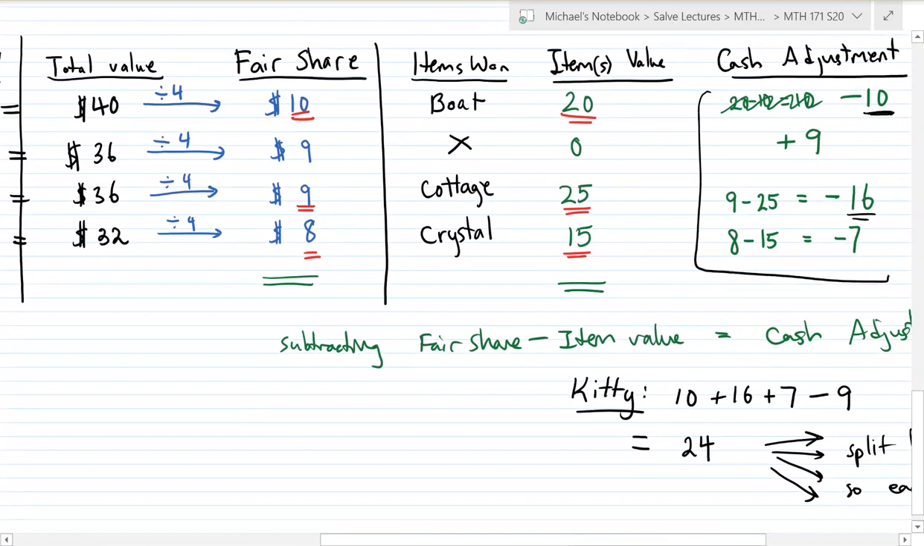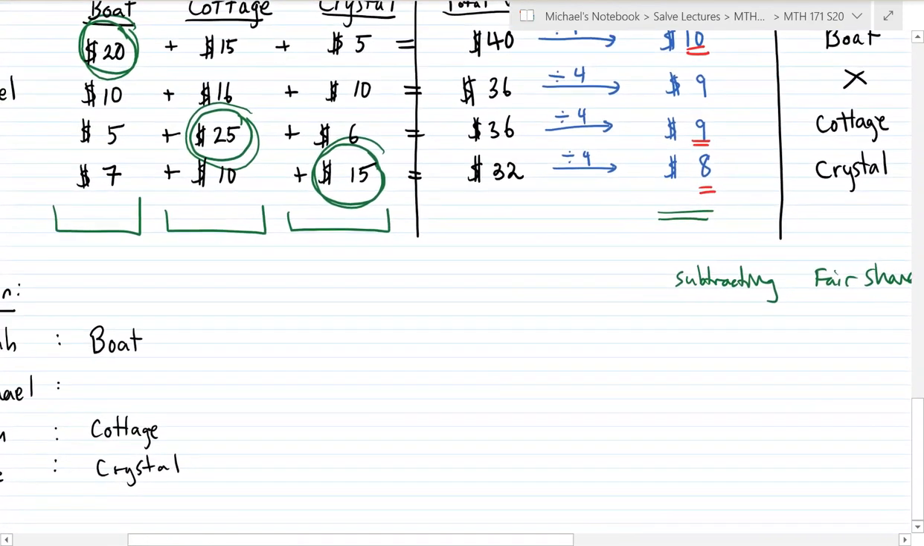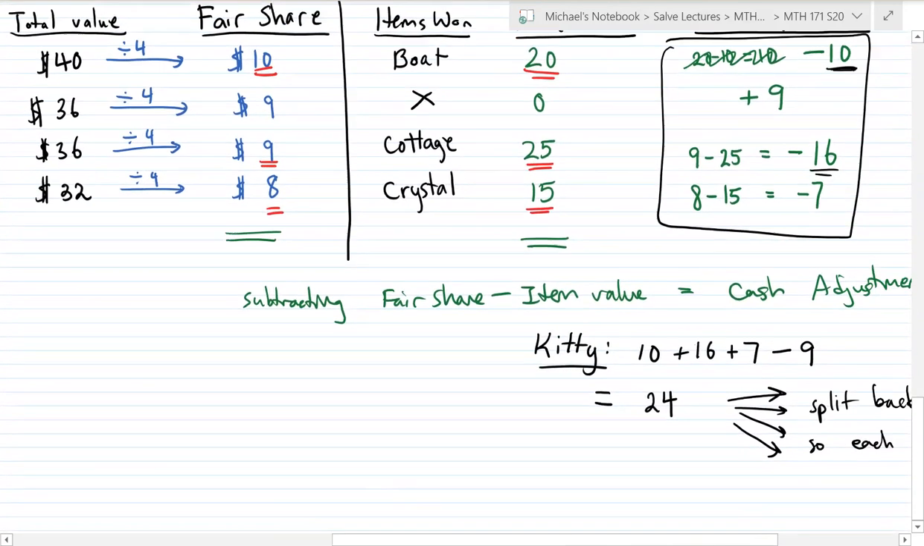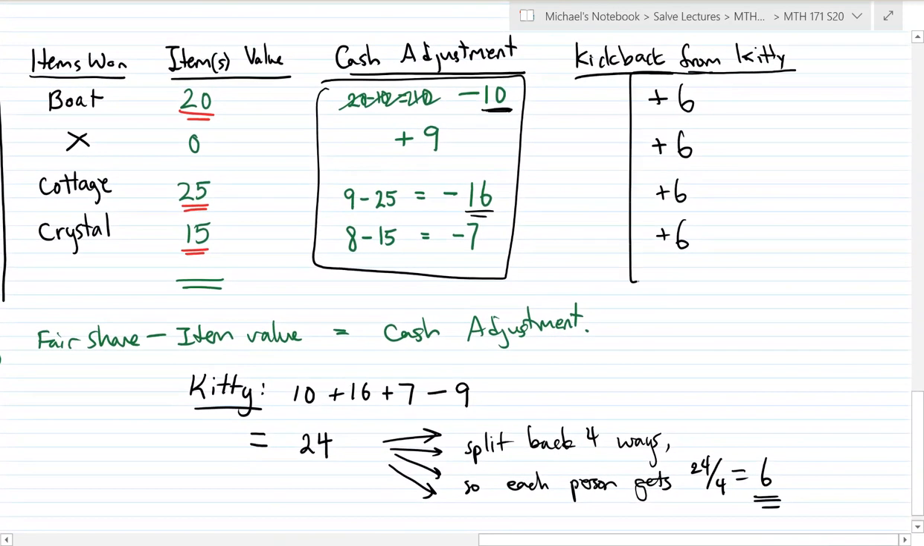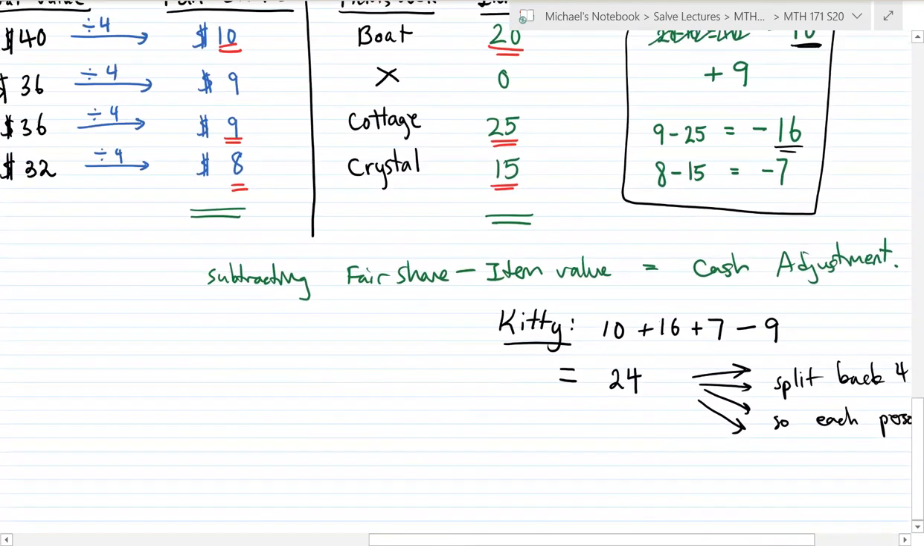But now we'll look at the cash adjustment value, right? How much did they have to pay to get these items? Minus 10 plus 9 minus 16 minus 7. So minus 10. Michael got plus 9. Leah got minus 16. And Aze got minus 7. Right? Okay, but then again, we needed to also include the kickback from the kitty.